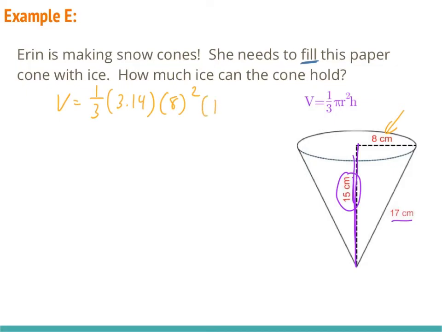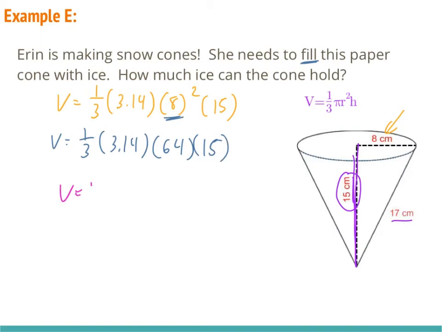So plug that in, and luckily this is straight multiplication. However, we need to do this exponent first before we can do that straight multiplication because we need to remember our order of operations. So again, 1/3 times 3.14 times 8 squared. 8 times 8 is 64, times 15. Now I can put that all straight in my calculator, and when I do that, I should get a volume of 1004.8, and again, I need to have some sort of label. We're talking about centimeters here, and since I'm talking about volume, it's going to be cubed.